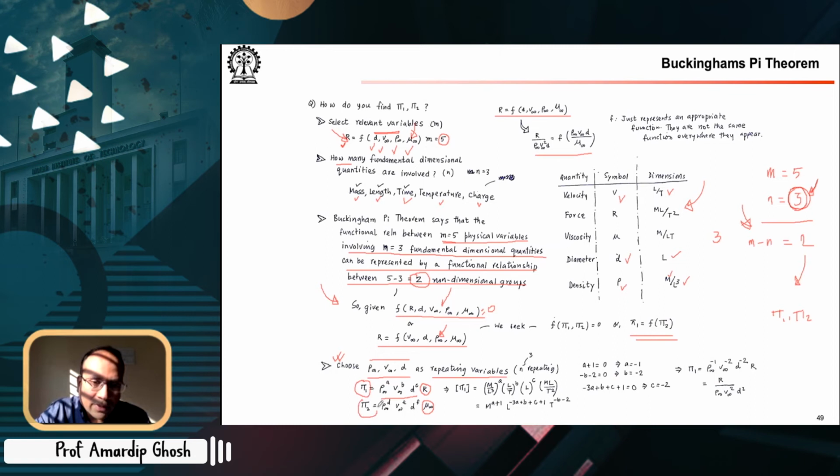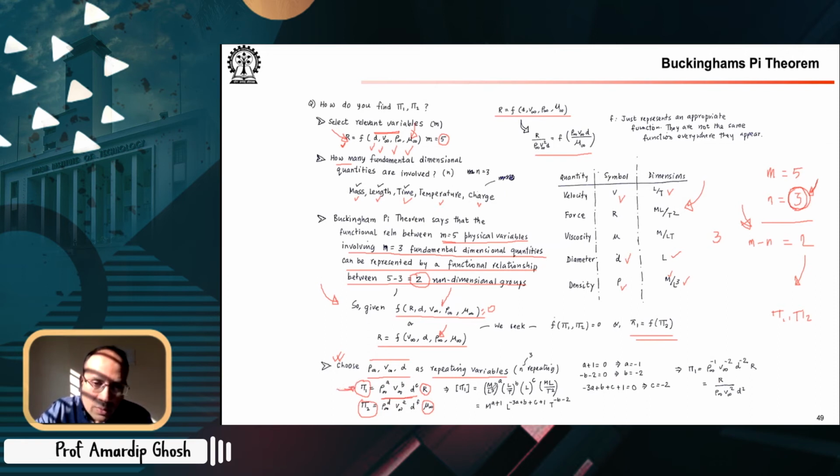Now, since these pi groups are non-dimensional, the powers on the right-hand side have to satisfy some algebraic constraints so that the right-hand side also becomes non-dimensional. So if you think of the first expression, pi1, we have the repeating variables raised to appropriate powers a, b, c. We don't know what they are, but they will come from the constraint that this one has no dimension.